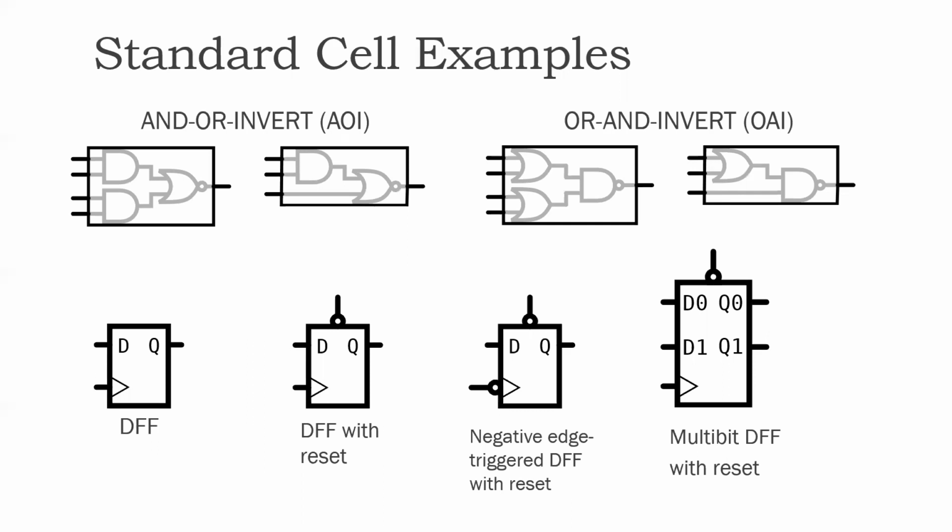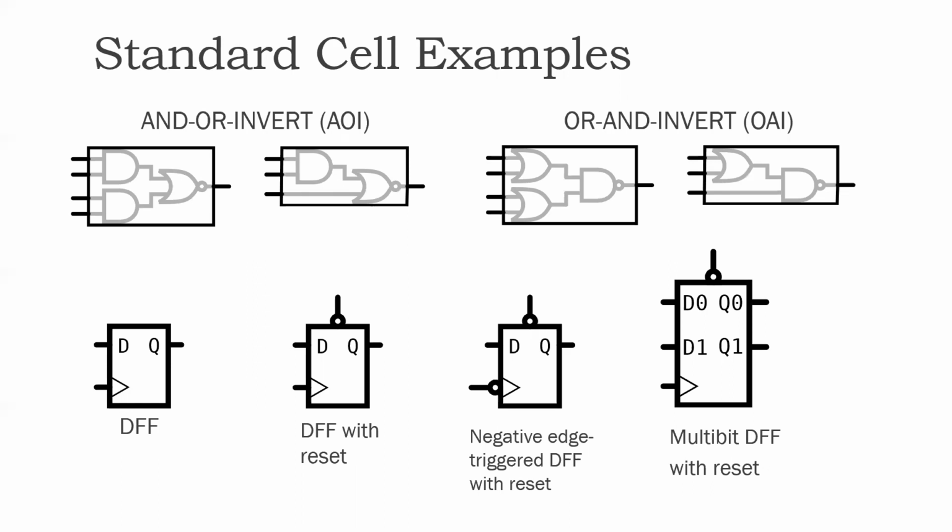Here are some examples of some interesting cells that you would typically see in a standard cell library. Like I said, there will be hundreds, if not 1,000, different standard cells, different logic gates in a standard cell library. Incidentally, standard cell is just another term for logic gate, and so I may use those terms interchangeably.